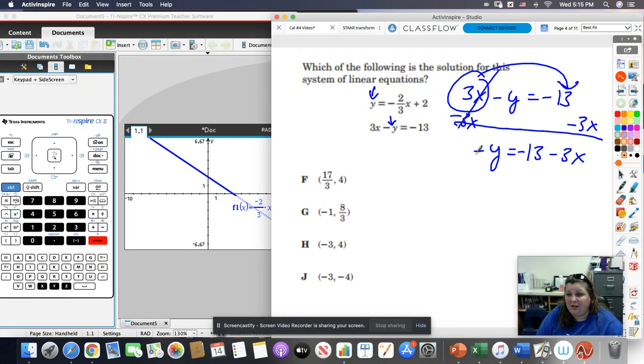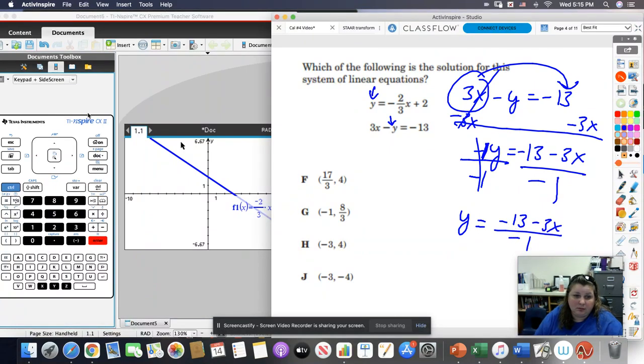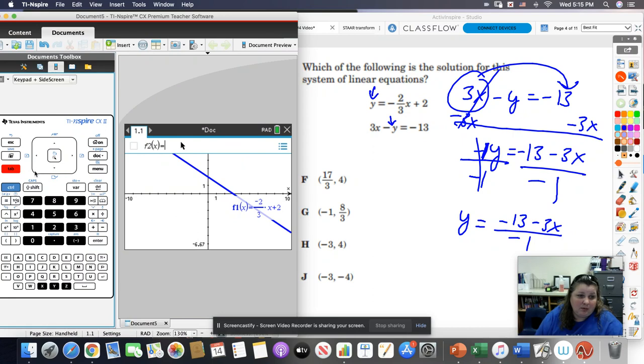Then y is not by itself. There's a negative here, and there's really a negative 1. So we have to divide by negative 1 and negative 1. Two negatives make a positive. So y equals negative 13 minus 3x over negative 1. So you hit tab, control divide, negative 13 minus 3x over negative 1.